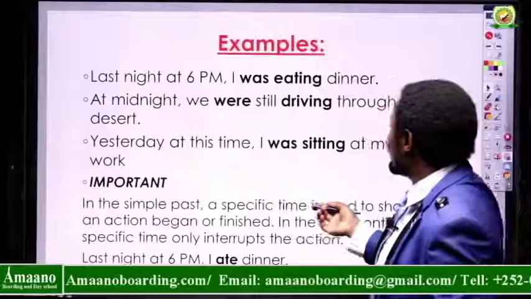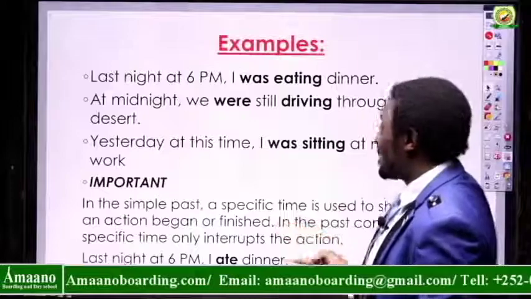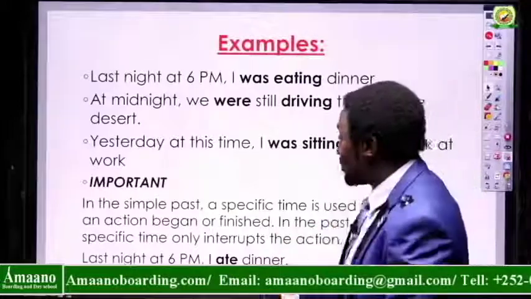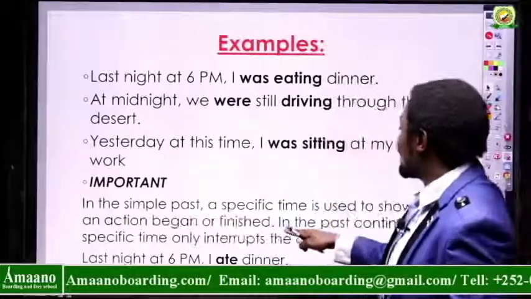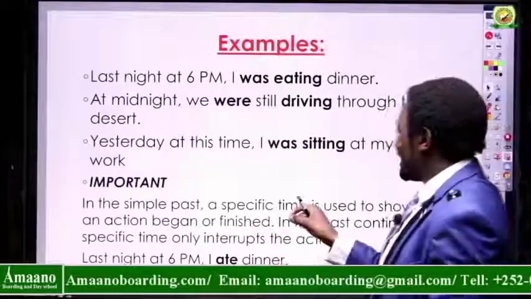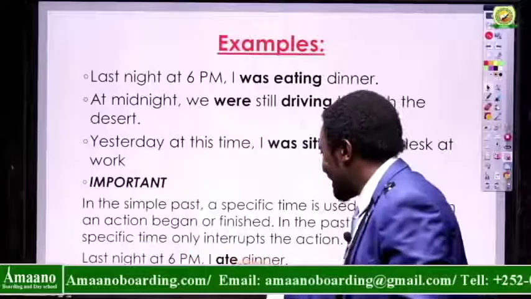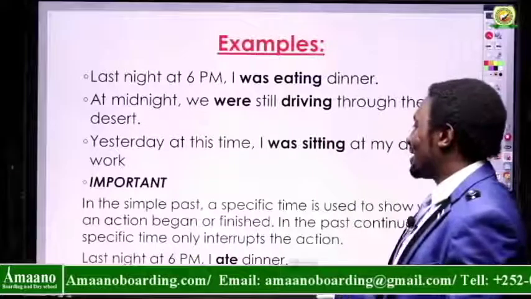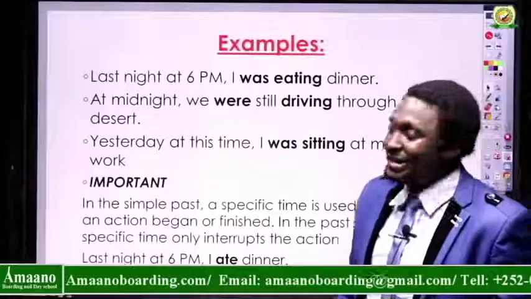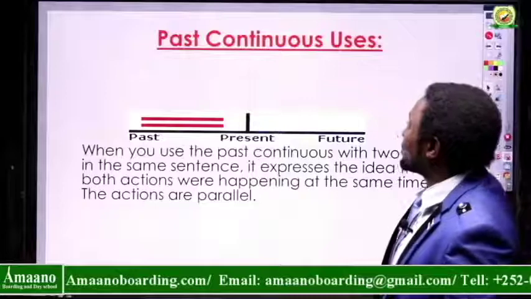Yesterday at night, I was sitting at my desk at work. You need to remember this. It's important. In the simple past, a specific time is used to show when an action began or finished. In the past continuous, a specific time only interrupts the action. Last night at 6 p.m. I ate dinner. So there was that interruption.